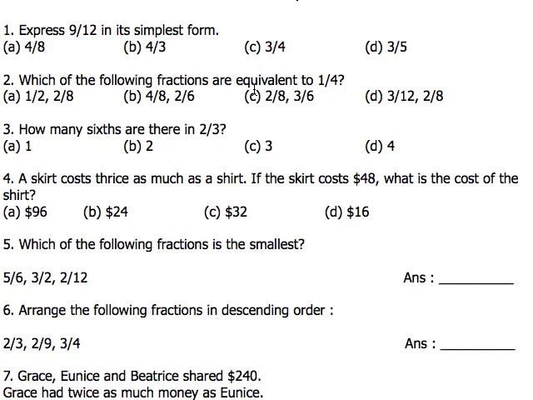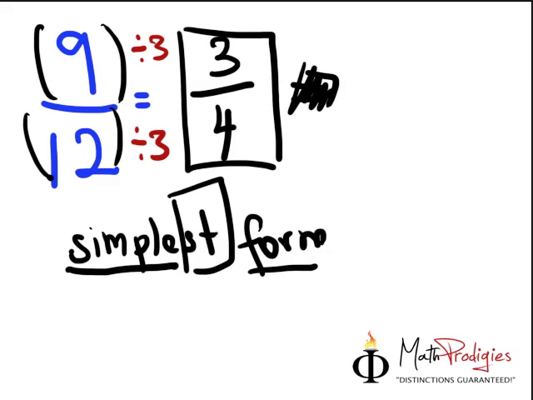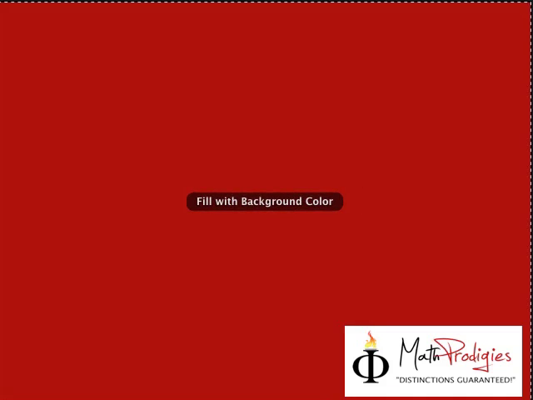Now for number 2, which of the following fractions are equivalent to 1/4? As you can see, they've given you 2 fractions in each answer: 1/2 and 2 over 8, 4 over 8 and 2 over 6, and so on and so forth. Now, your job is to identify which of these are the same as 1/4. Let me give you a clue about this one. What they're asking is, can you give me the other forms, in other words, the fatter forms of 1/4?